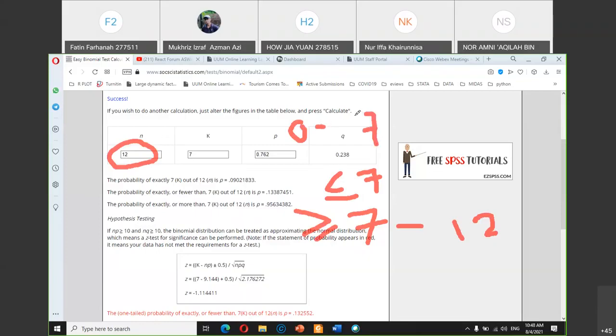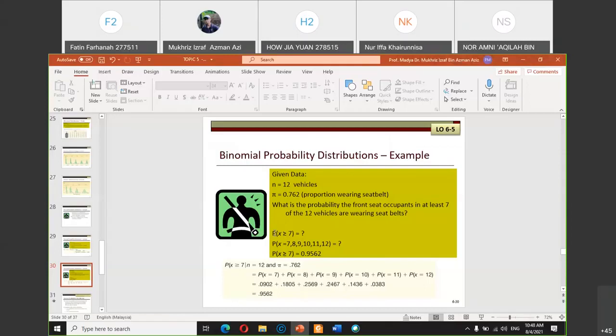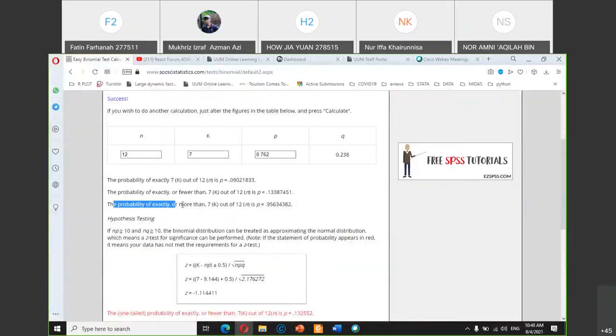So this one will be 0 until 7, because the event can start from 0: P(X) equal to 0, P(X) equals to 1. So here referring to 7 or less, or 0 to 7. Here it will be 7 or more, meaning 7 until 12. Why 12? Because we have n equals to 12. So the one that we are referring to from this slide, because you want 7 or more, is this third line here, 7 or more.